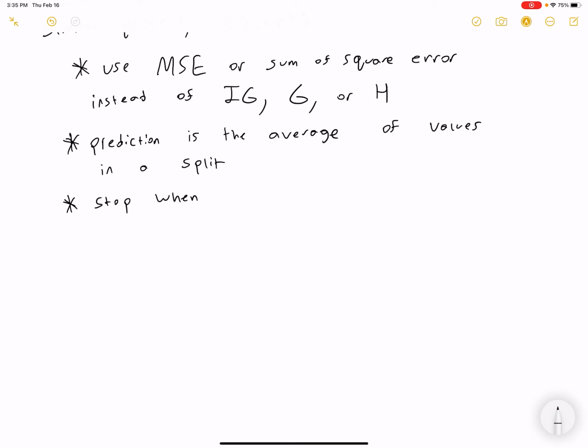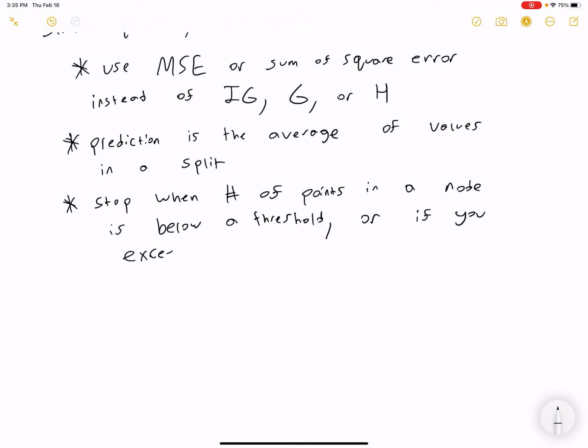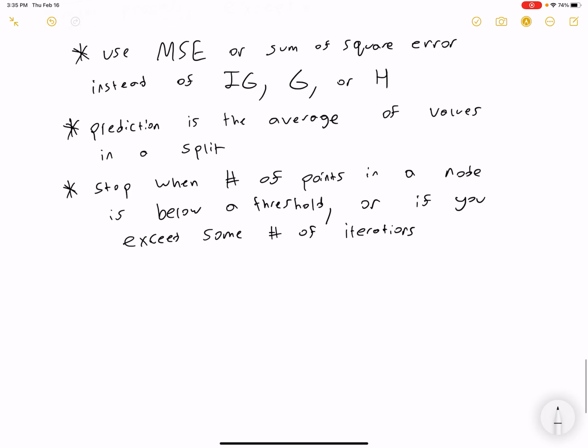So you can stop when the number of points in a node is below a predefined threshold, a hyperparameter that you can define, or if you exceed some number of iterations. You could actually stop on these criteria for classification trees as well, but you kind of have to stop on something like this because it's very unlikely that two points are going to have exactly the same value.